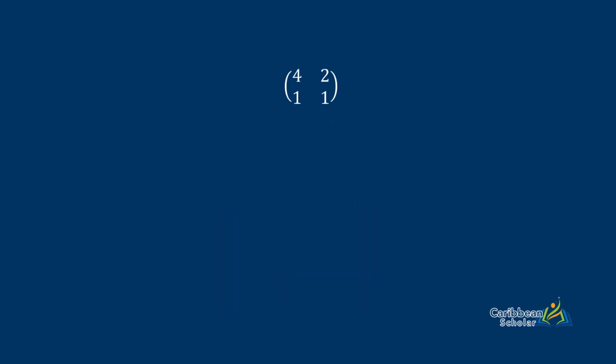Let's try another example from top to bottom. This time we have the matrix 4, 2, 1, and 1. So the first thing we need to do is to find the determinant of A. So we have that D of A equals AD minus BC. This gives 4 by 1 minus 2 by 1, which is 2.